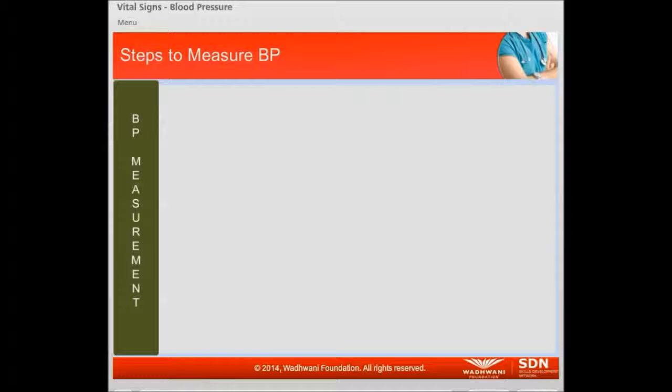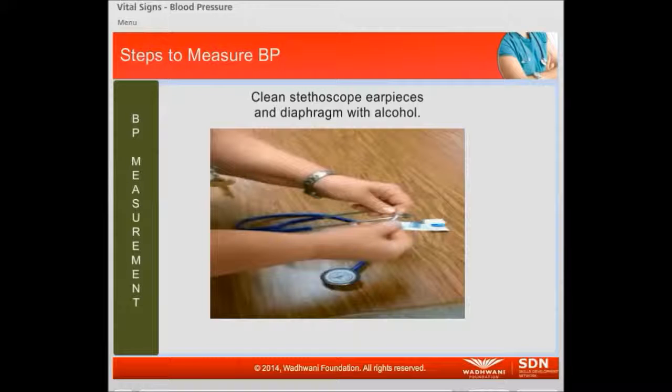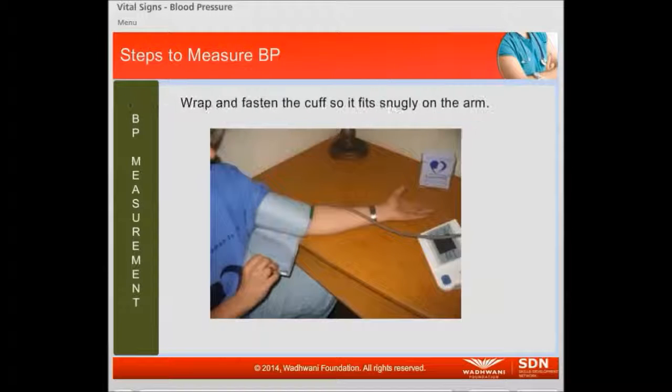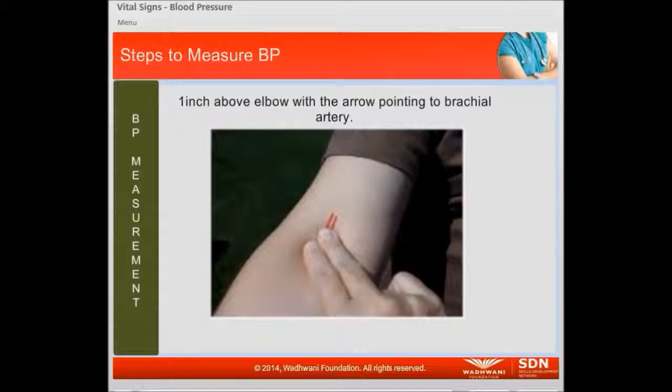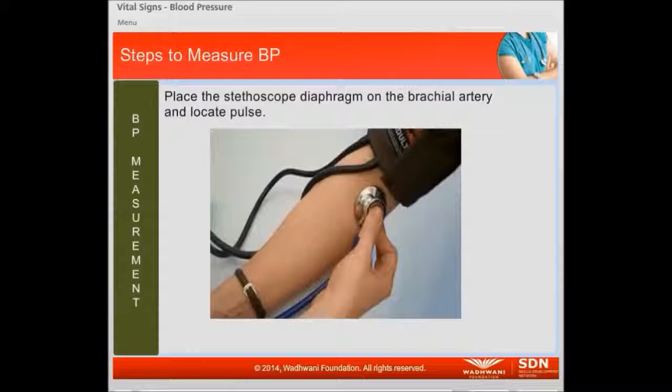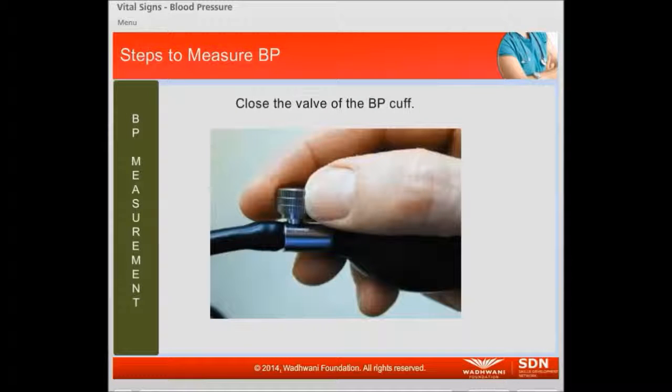Now let's look at the actual procedure. To measure BP, you need to clean stethoscope earpieces and the diaphragm with alcohol. Locate the brachial pulse on the forearm. Wrap and fasten the cuff so it fits snugly on the arm, 1 inch above the elbow, with the arrow pointing to the brachial artery. Place the stethoscope diaphragm on the brachial artery and locate the pulse. Close the valve of the BP cuff.